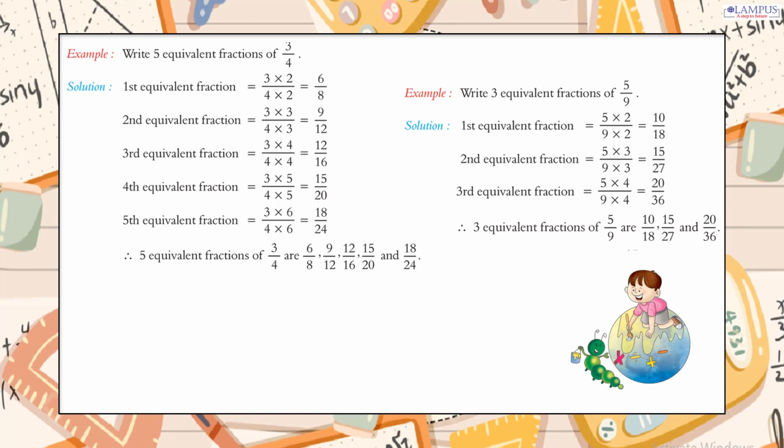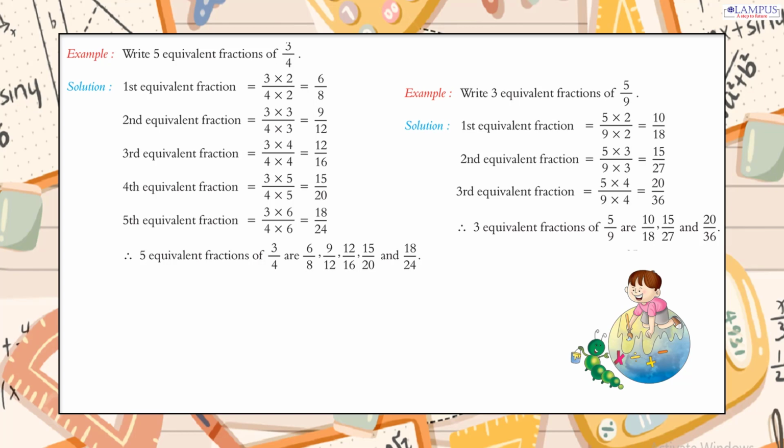Solution. First equivalent fraction equals 5 multiplied by 2 by 9 multiplied by 2 equals 10 by 18. Second equivalent fraction equals 5 multiplied by 3 by 9 multiplied by 3 equals 15 by 27.